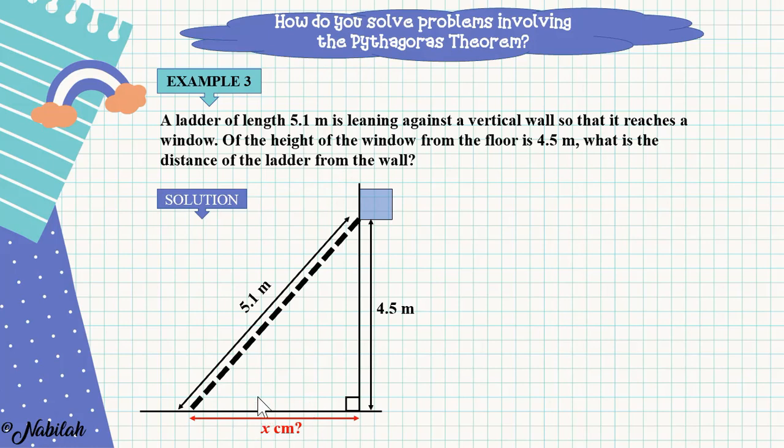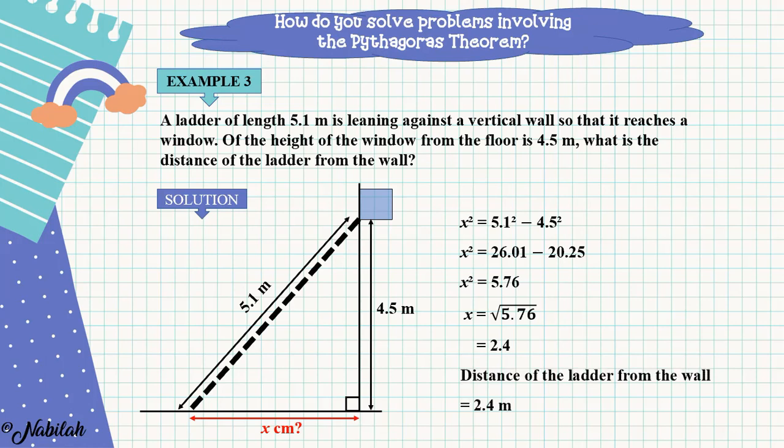So what is the distance here? If you look at the diagram, this is a right angle triangle, so we can use Pythagoras Theorem. Our hypotenuse is 5.1. So x squared equals 5.1 squared minus 4.5 squared. Then you solve, you get 5.76. Then you square root, you will get the answer equal to 2.4. Meaning that the x here, the distance of the ladder from the wall, is 2.4 meters.